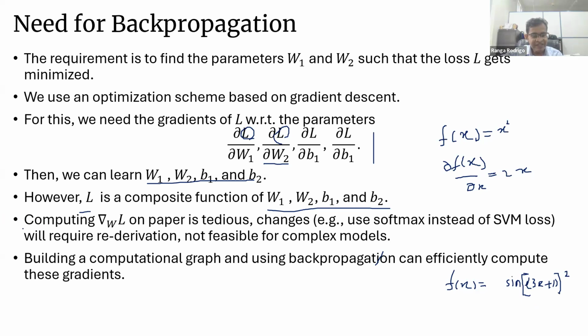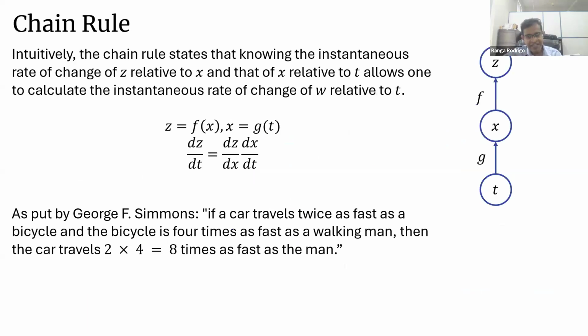So computing the derivative of L on paper is tedious. Changing the example, using softmax instead of SVM loss, even if it was a small change, you had to recompute the gradient. You cannot do it on paper. Building a computational graph and using backpropagation can efficiently compute this gradient. This is an important discovery.